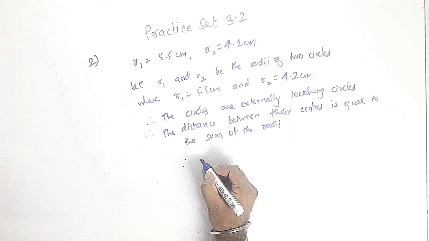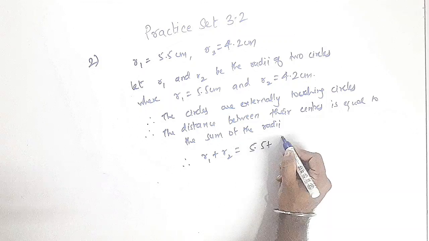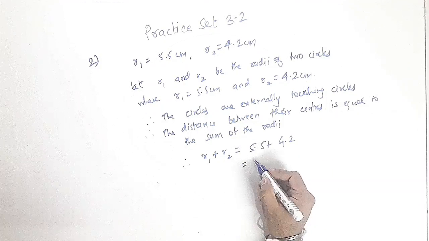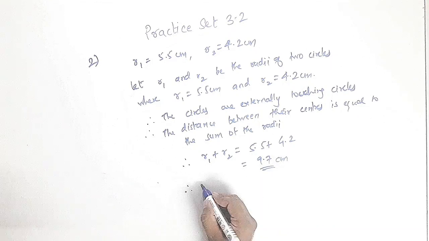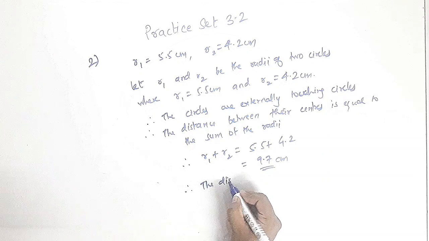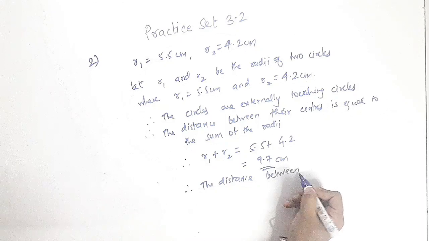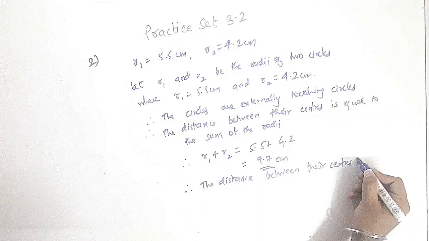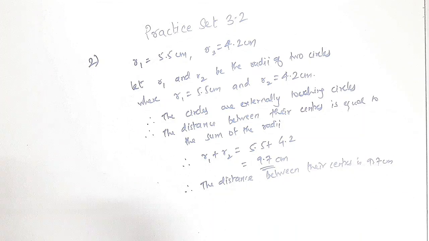Therefore R1 plus R2 equals 5.5 plus 4.2. How much? 55 plus 42 is 97. It is 9.7 centimeter. Therefore, the distance between their centers is 9.7 centimeter. Okay, then let us move on to the third one.